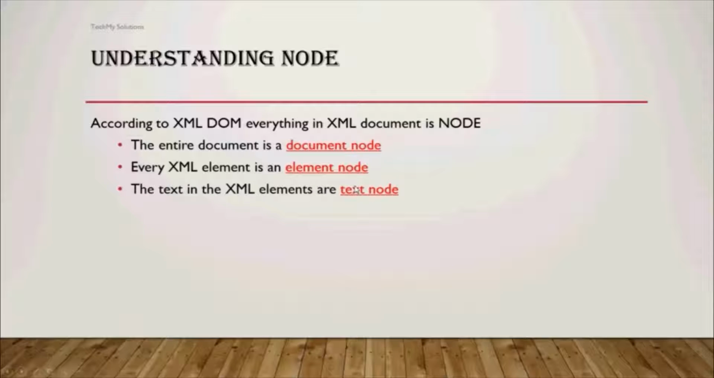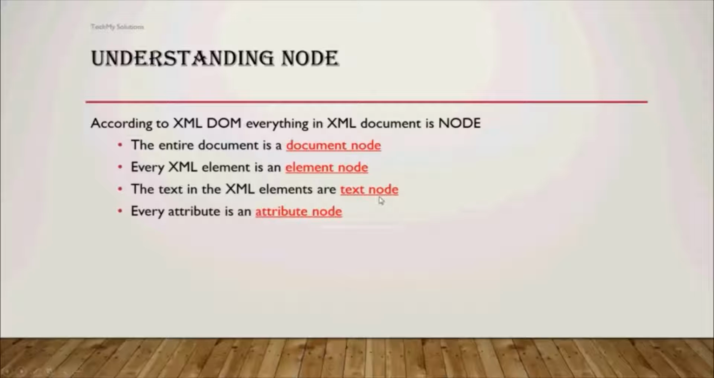Next is the text node. XMLs can have text nodes. For example, on a web page there could be labels, or text on a button. Those are actually texts, and those text nodes can be retrieved by using the text node.